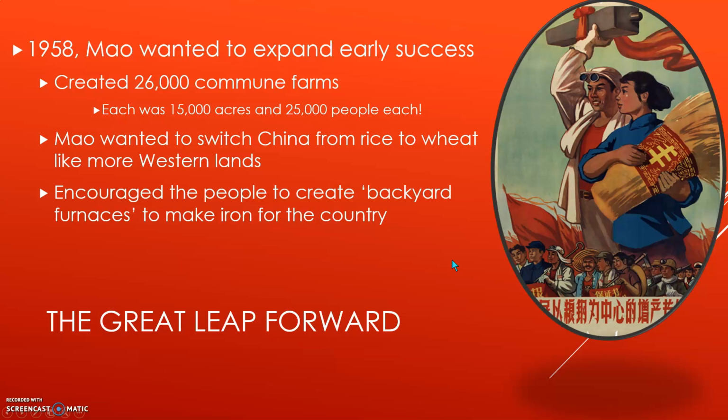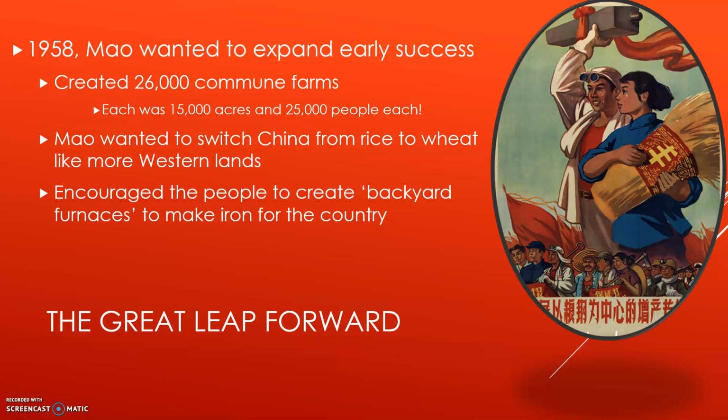Now, Mao wanted to build on that earlier success in what was known as the Great Leap Forward. The Great Leap Forward we could start to think of as the second 5-year plans under Stalin. He wanted to build on that initial success. Here we have a poster showing us a man and woman, one holding up iron representing the new industry in China, and the woman holding wheat, showing it as a Western crop.